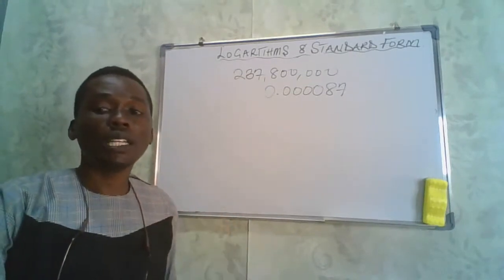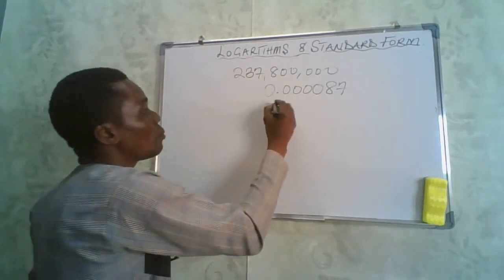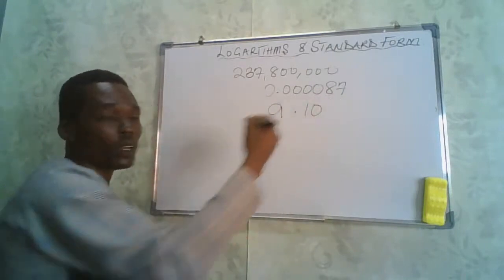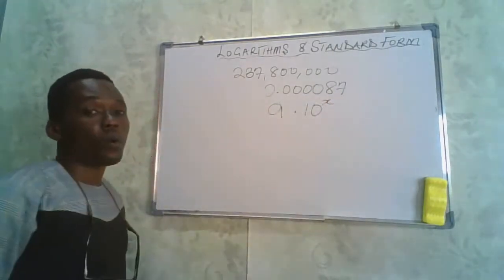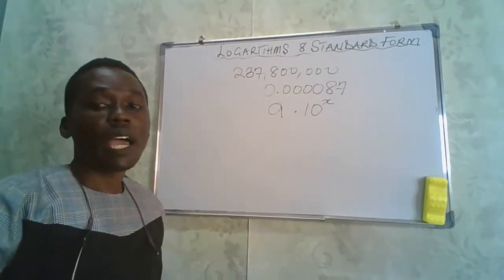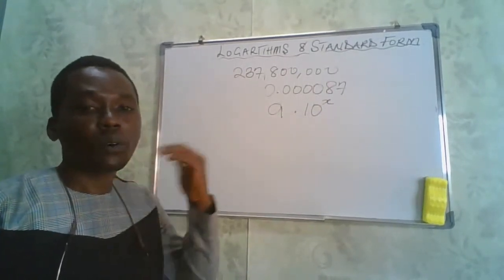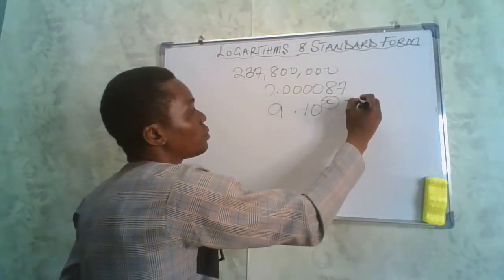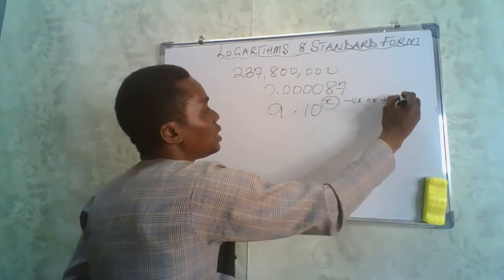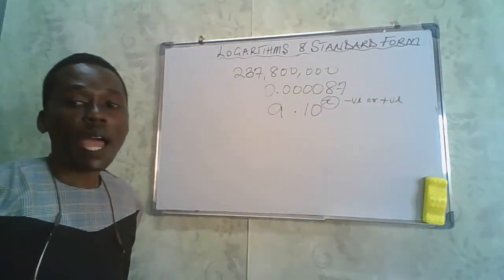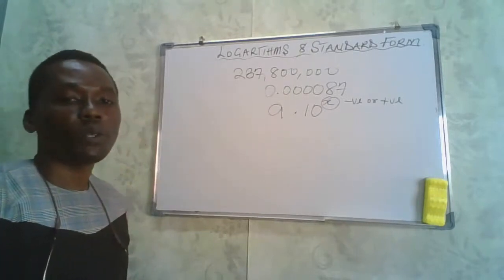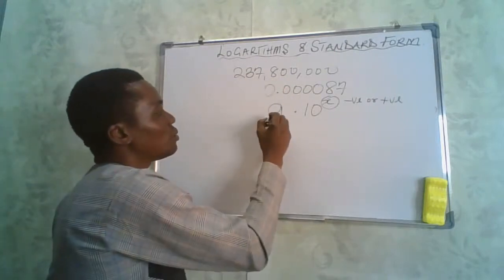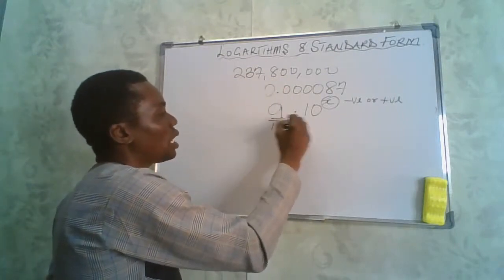Now, mathematically, standard form can be written in the form A multiplied by 10 to the power of x, where x signifies the positive or the negative integer of that number, while A is the number between 1 and 10 that represents the number that is given to us.